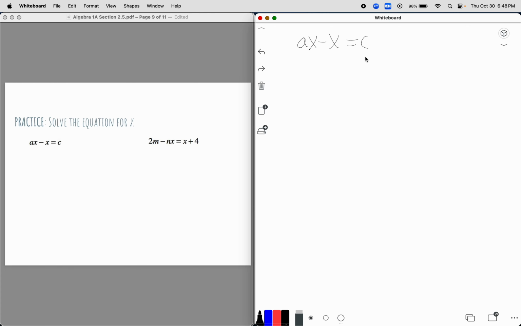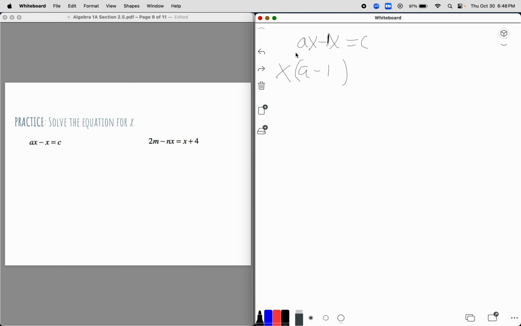So we're going to have to pull out the x. If you notice, here we have a 1. Let's put a 1 in front of that x. We have ax minus 1x. I'm going to pull the x in front because they both share x. And I'm going to put the 1 and the a in parentheses, a minus 1.